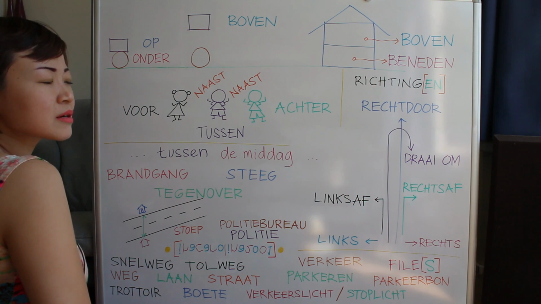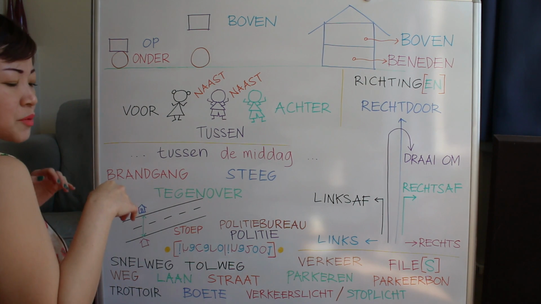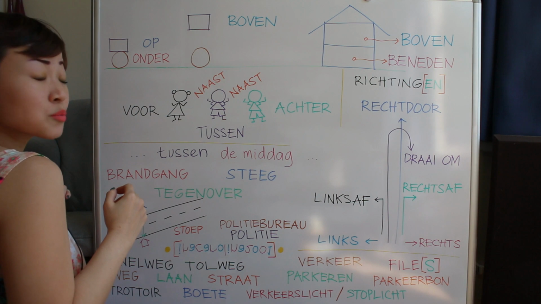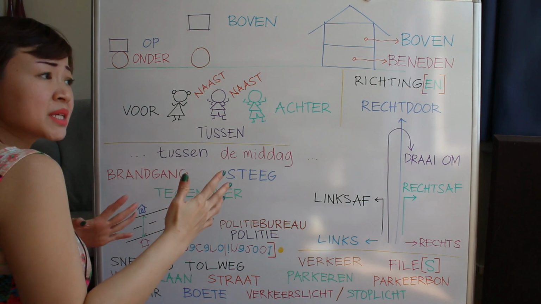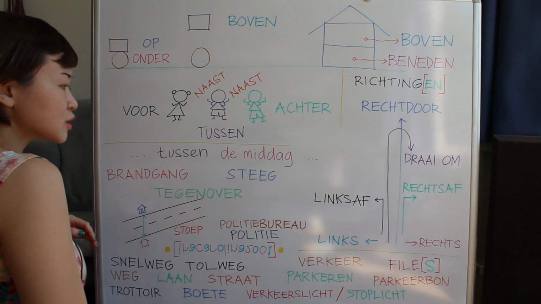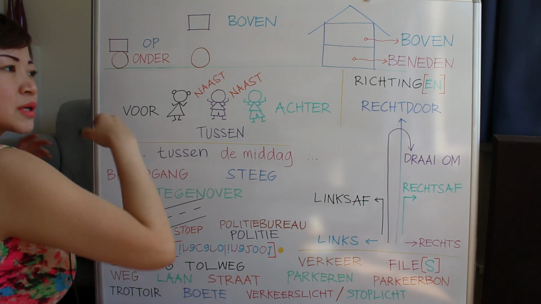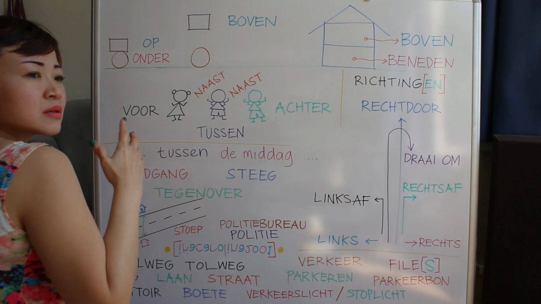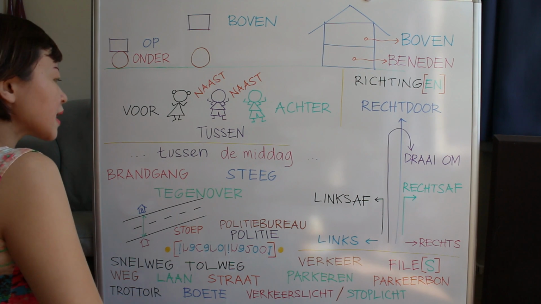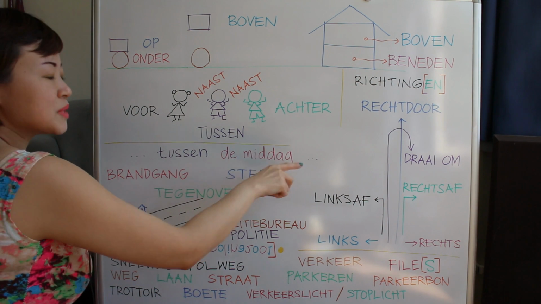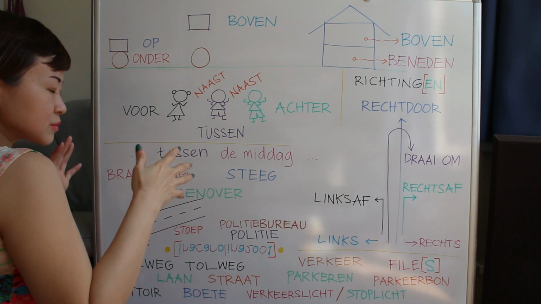If we want to say around 12 noon, in between ochtend, or morning, and middag, in this case middag is afternoon in Dutch, around 12 noon, around or in between ochtend and middag, we can say it as tussen de middag, somewhere around 12 noon.